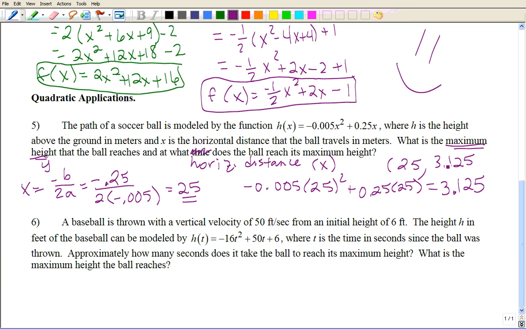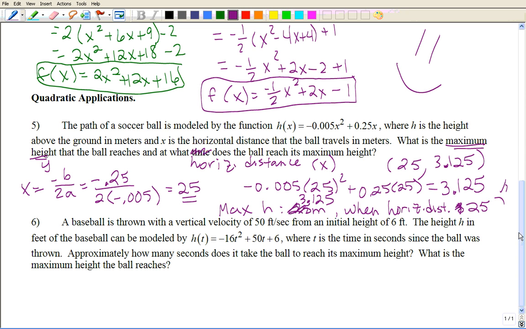So we know that the vertex is at 25, 3.125. The max height is the y value, so you have 3.125. That's when the horizontal distance, the x value, is 25. Sorry for the mistake. Okay, and then finally number 6.